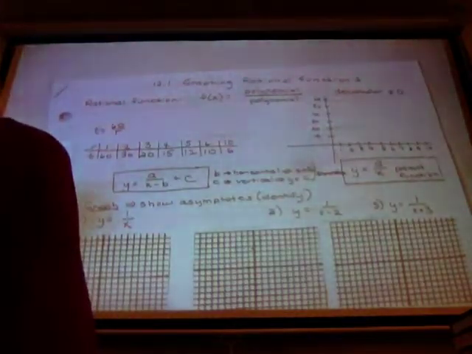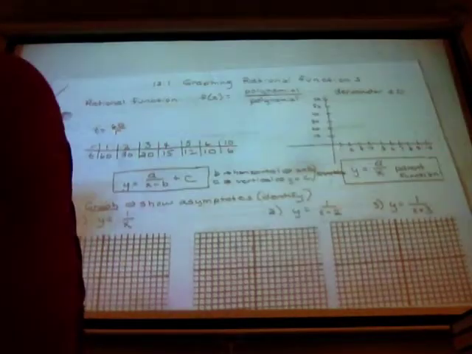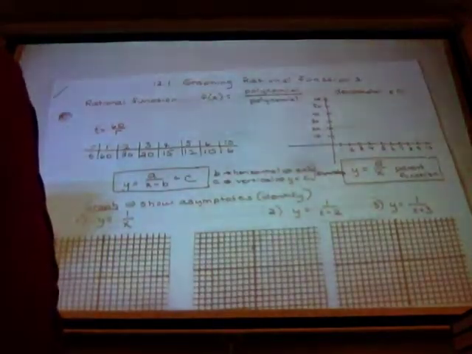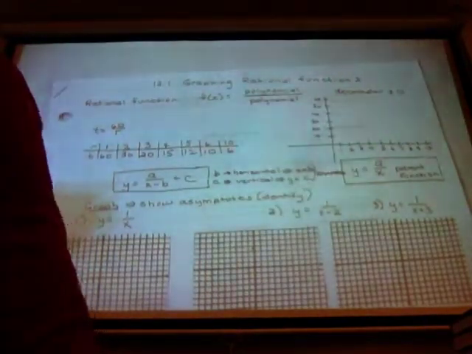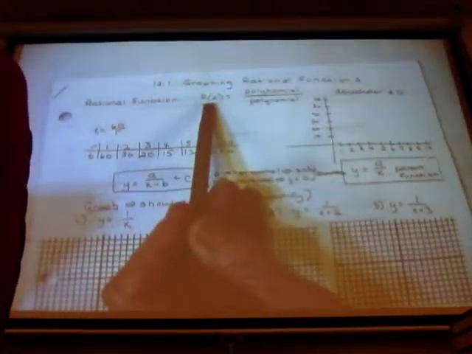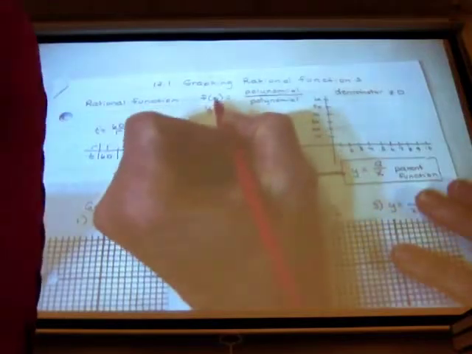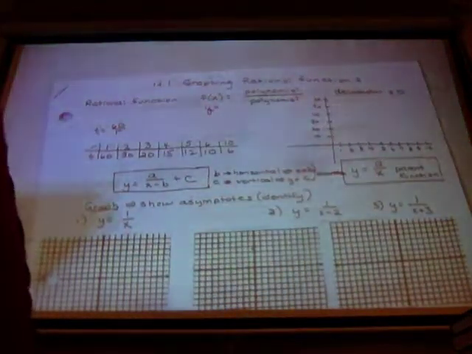We're talking about a rational function, and we've had rational exponents. Remember, that is an exponent that is a fraction. This is a rational function. What that means is this is the notation for a function. Don't let that scare you. That's still like y equals, and it's a polynomial over a polynomial.